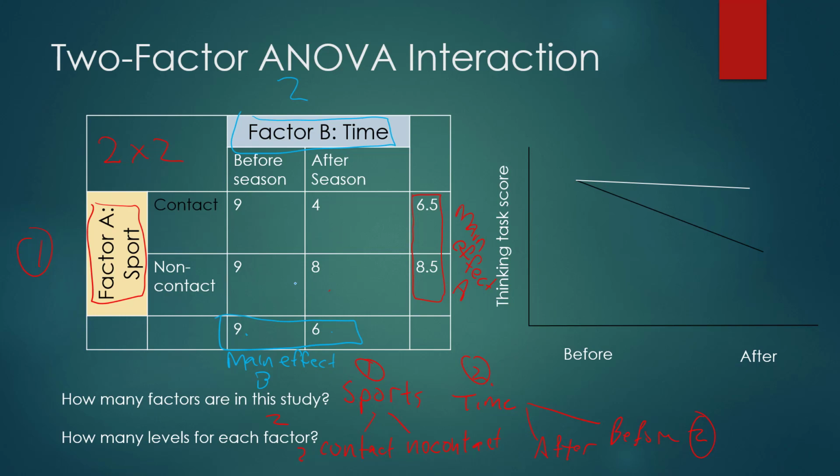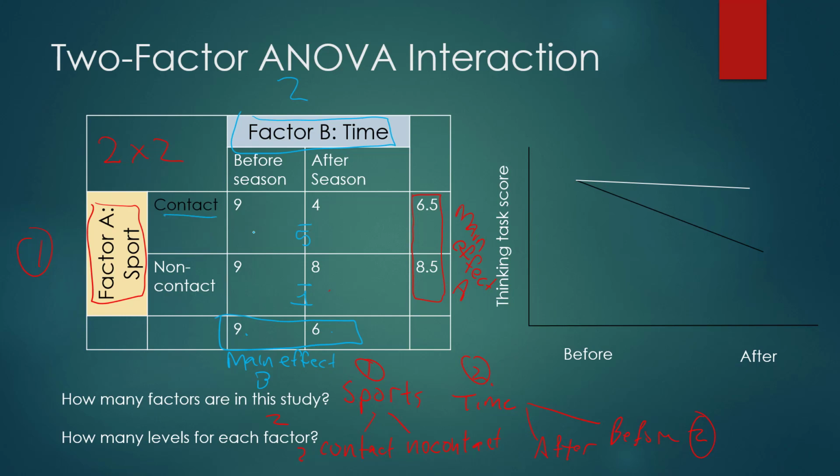So that's where we look at these means. If we look before and after the season in contact sports, we see a 5-point difference. If we look before and after the season in non-contact sports, we only see a 1-point difference. So this difference we see here is really due to changes before and after the season in our contact sports.